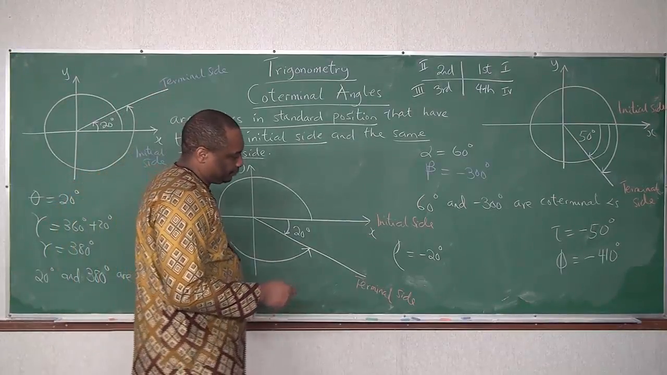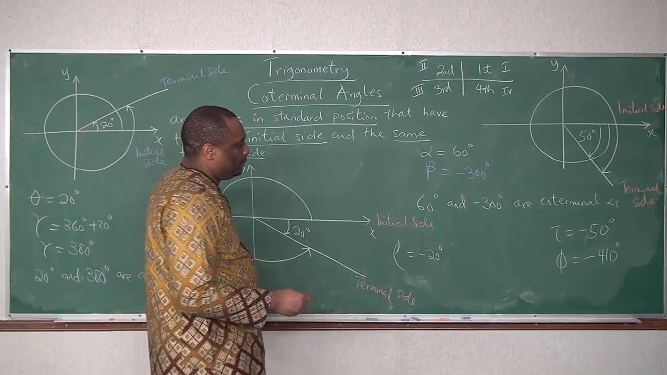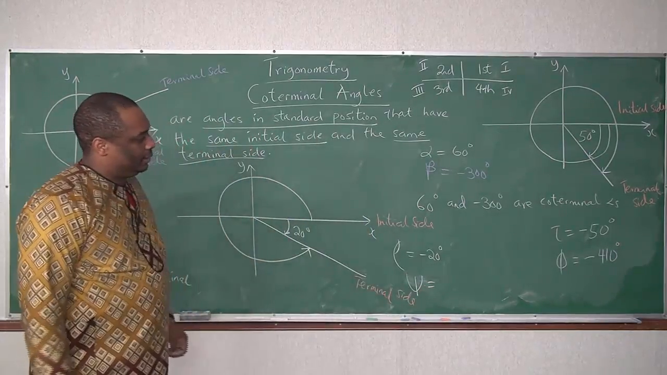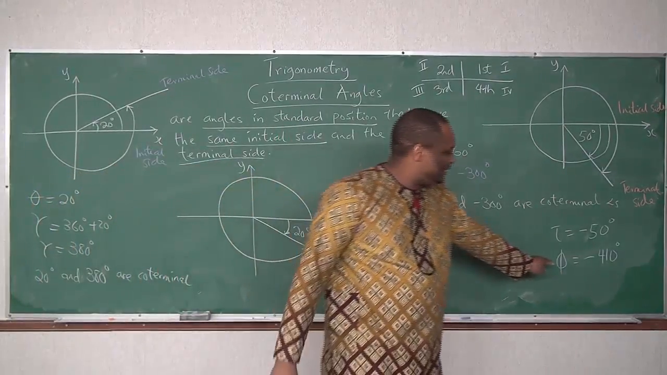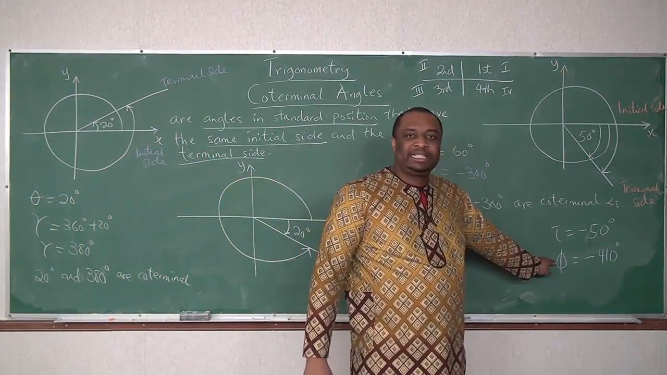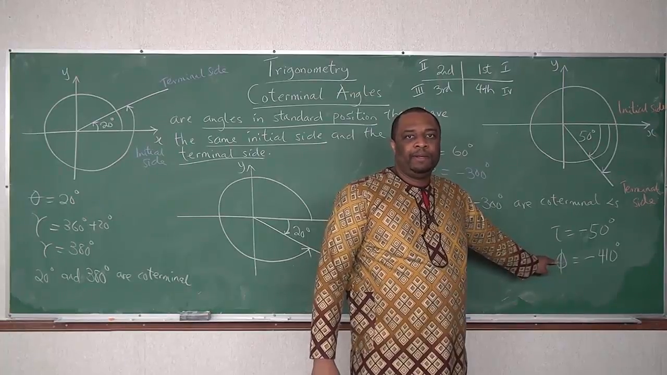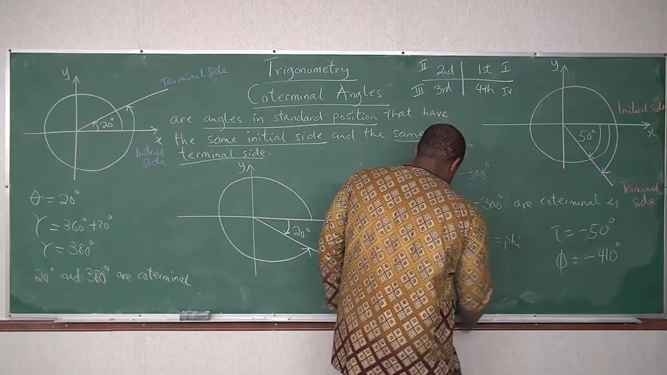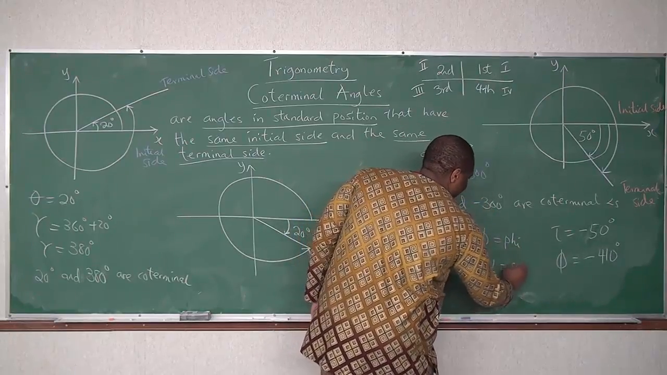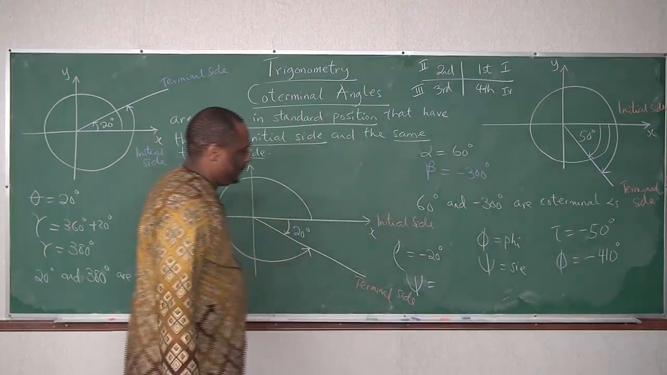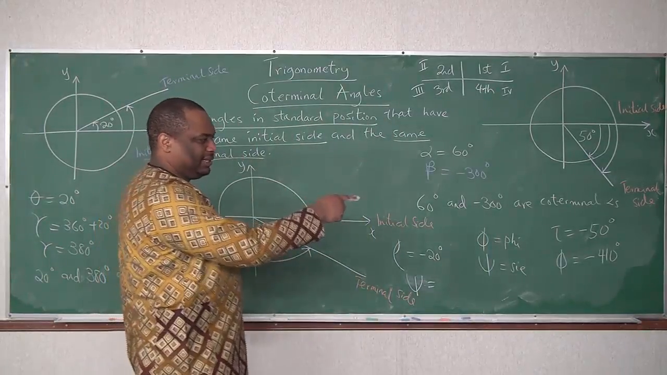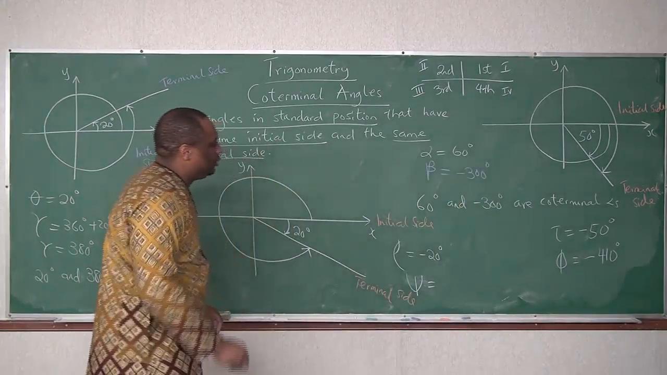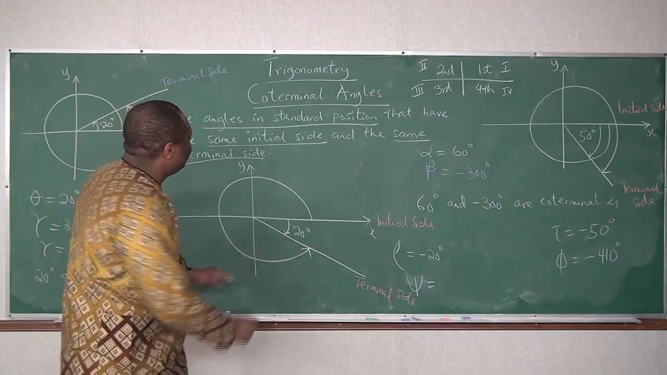Let me call this psi. No, this is phi. This is phi, and this is psi. Okay, so this will be what now? Assuming I have this, what will it be?